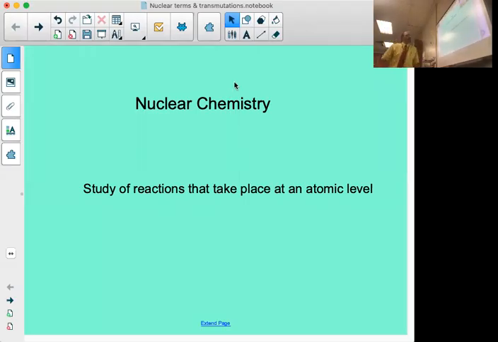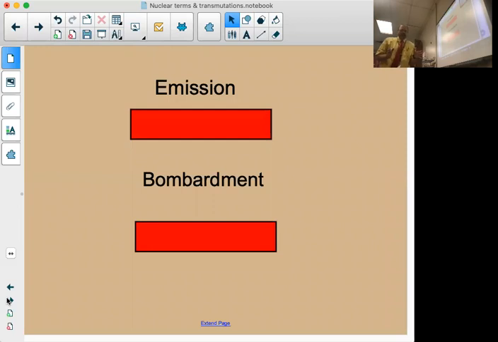Welcome. We're looking at nuclear chemistry today. Nuclear chemistry studies reactions that take place at the atomic level. Now, in terms of reactions, there are two possibilities: either we can have an emission or a bombardment.